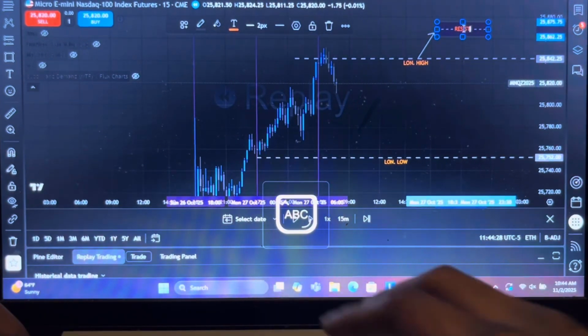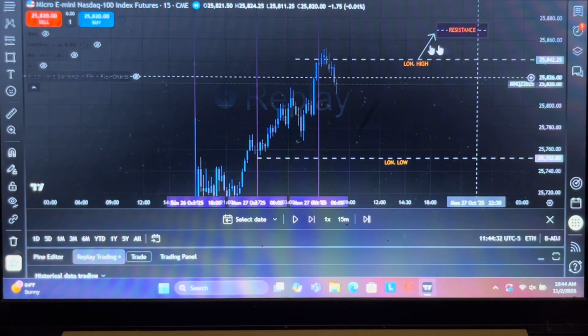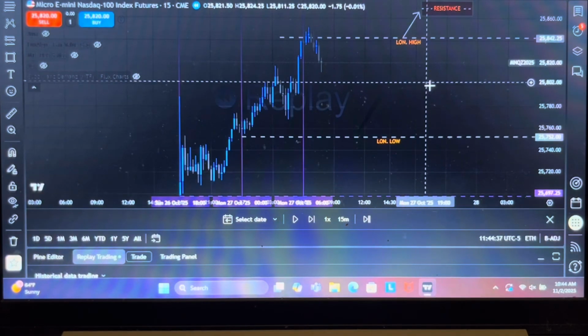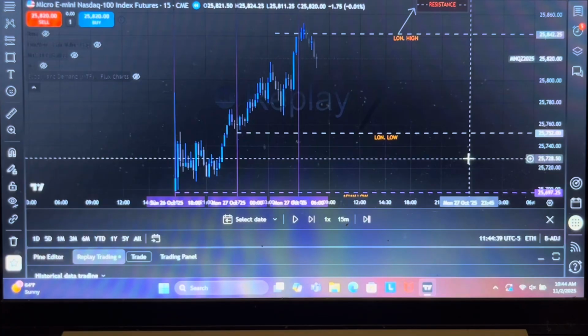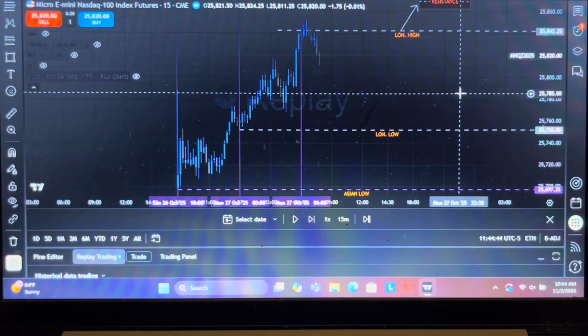But right now I'm just marking up where I would have. Basically, it's a resistance area right here. This lets me know that there is a resistance area because price wicked above that London high, but it wasn't enough buy power for price to stay.